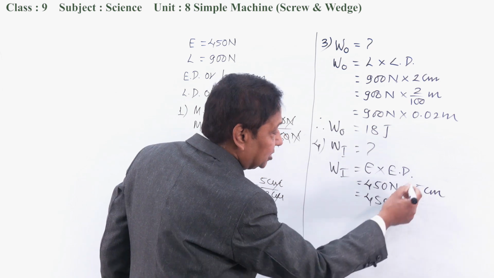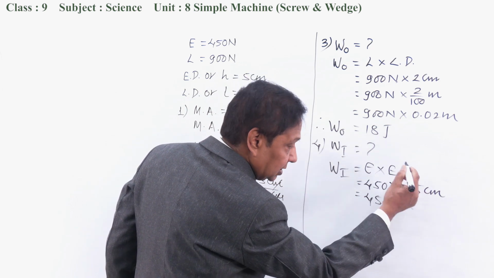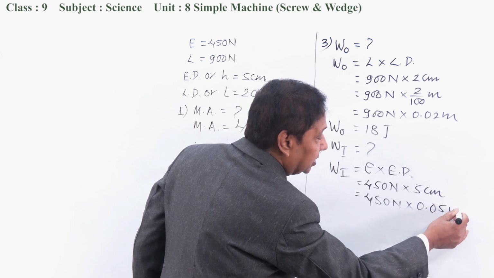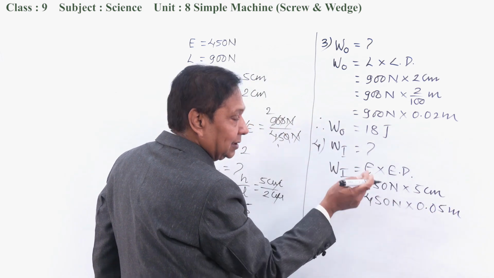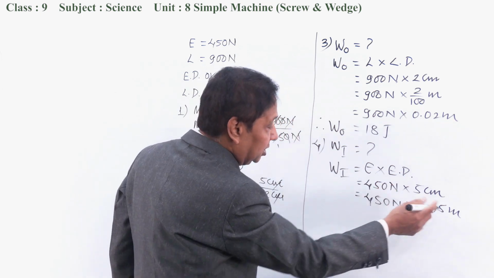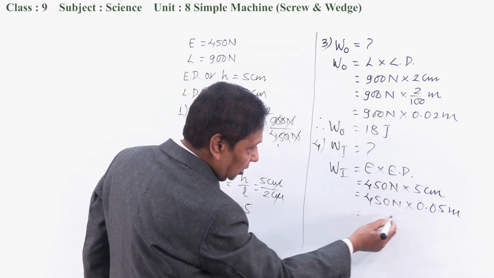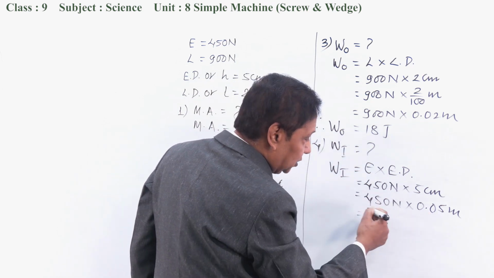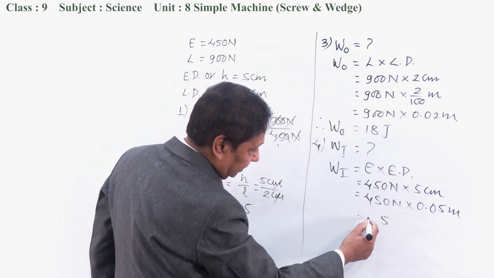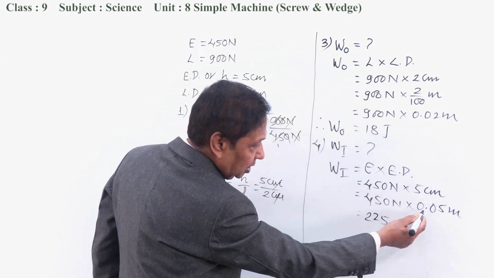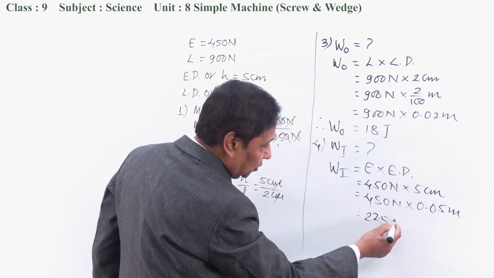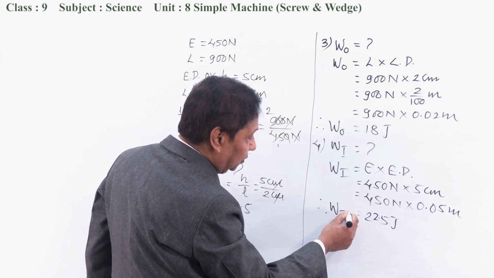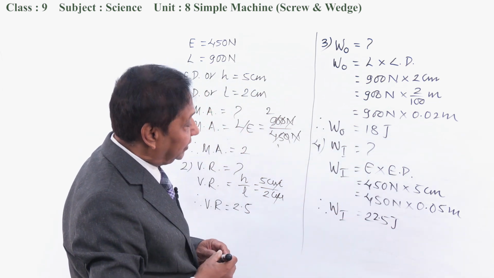This is equal to 450 Newton. If this 5 centimeter is divided by 100, then it comes in meter, and directly I am writing 0.05 meter, because we have to get the result in joule. Newton meter gives joule, so I have to multiply now. 5 fives are 25, gives 5, and 5 fours are 20, and carry over 2 is 22, then point is there, that's why 22.5 joule. You can use a calculator also. Therefore, work input is equal to 22.5 joule.